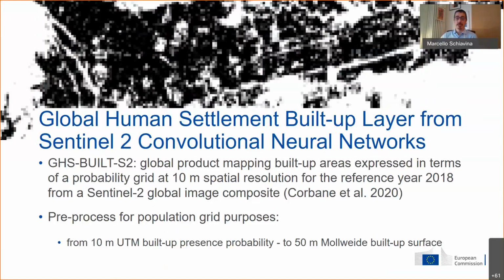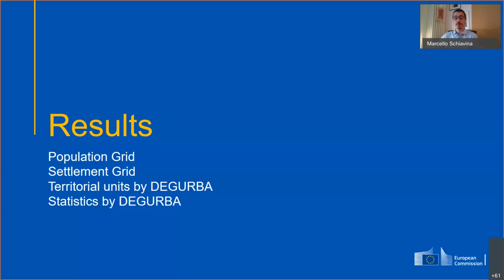This is at 10-meter spatial resolution and is derived from the Sentinel-2 global image composite. The main improvement of this layer compared to other remote sensing derived human settlement maps are the high balanced accuracy and the 2018 reference year. This layer has been pre-processed to transform the built-up presence probability to a built-up surface layer, more suitable for population disaggregation, through a binarization by thresholding probability at 0.2, then warped to Mollweide at 50 meters by averaging values.